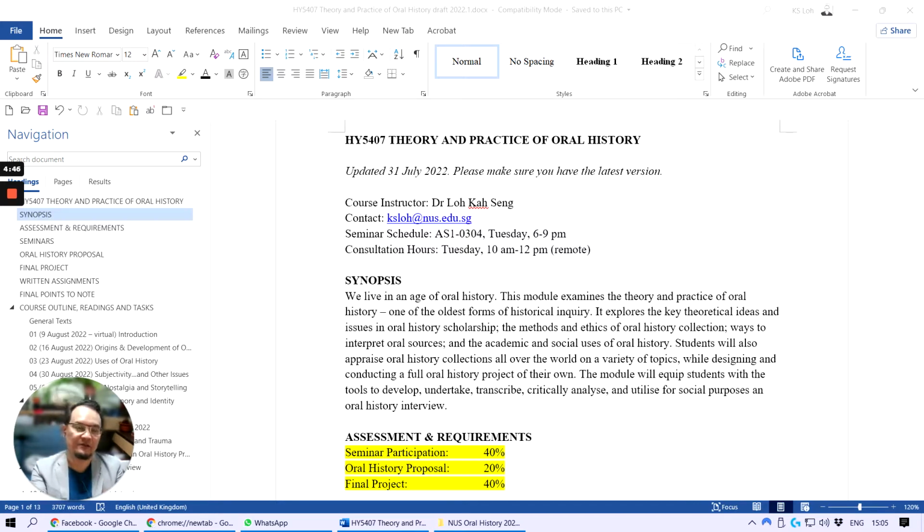I should say I have also used oral history for other purposes. I have been involved in a number of community heritage projects. There was a project I remember very well. One of my first projects on oral history. In fact, my first one really, which was on leprosy, the history of leprosy in Singapore.